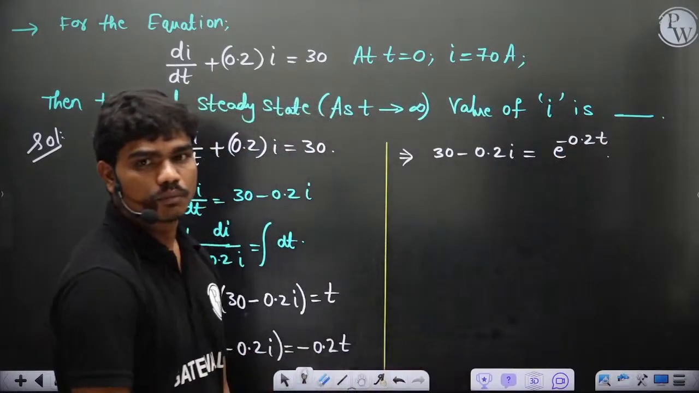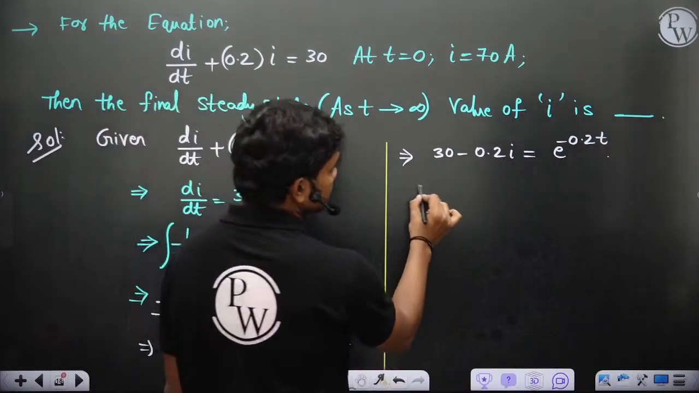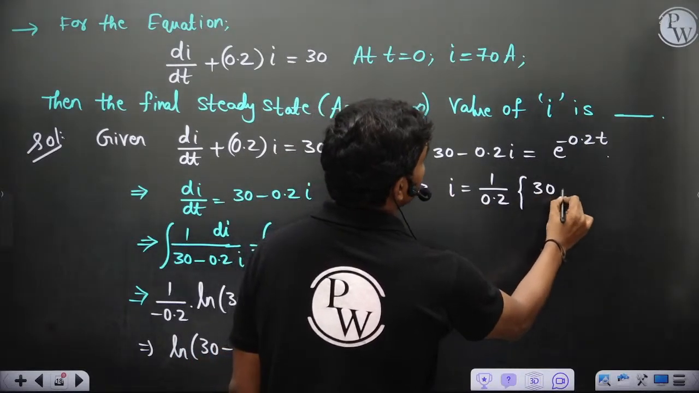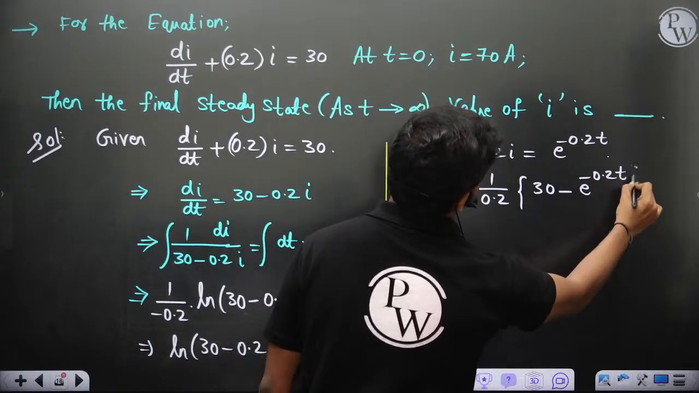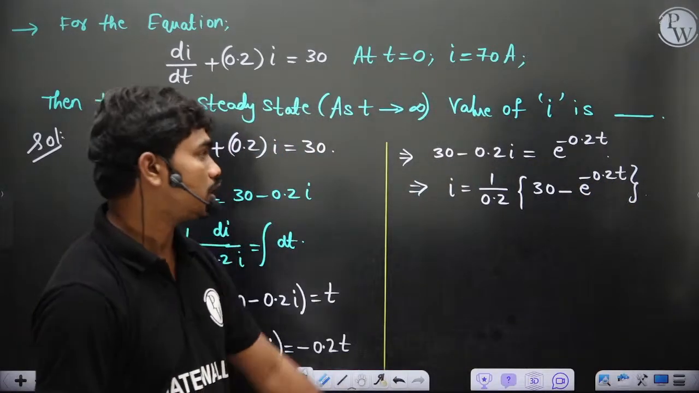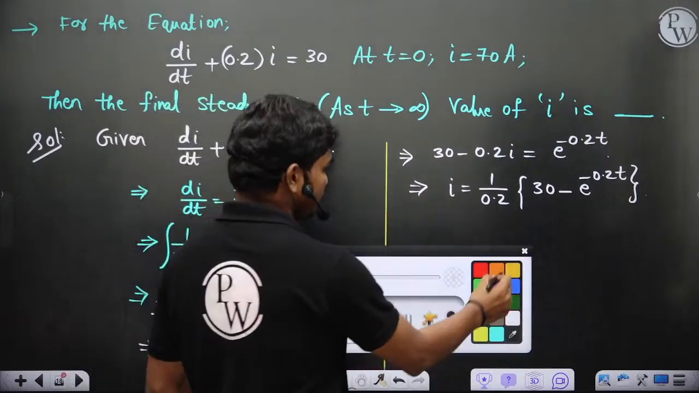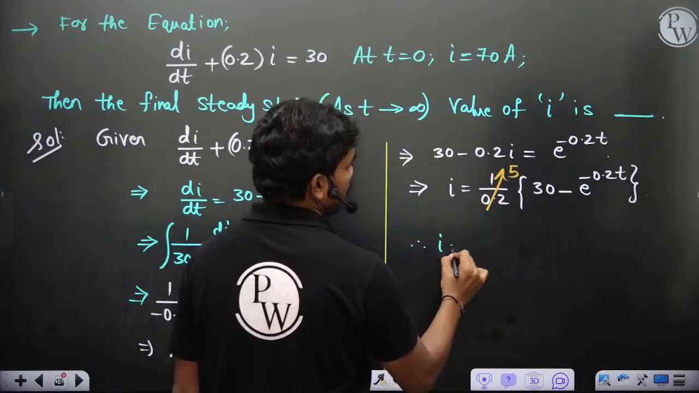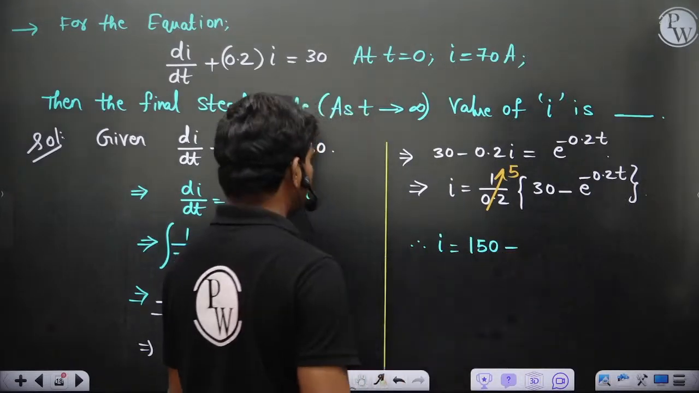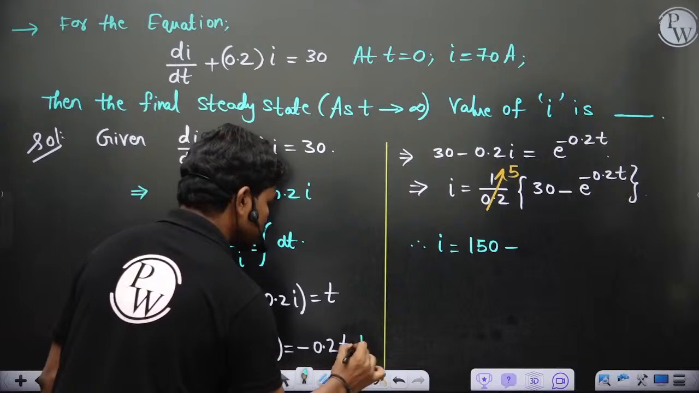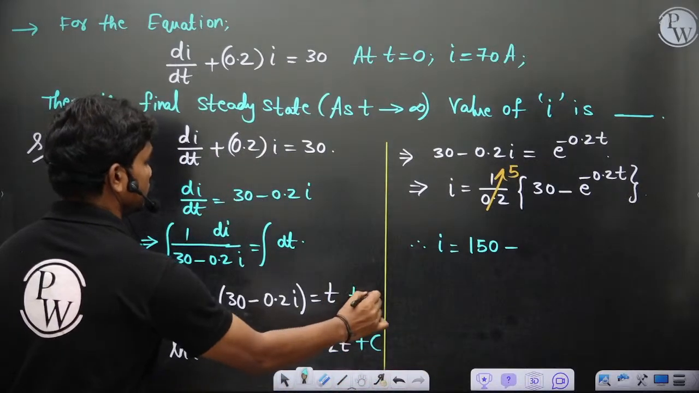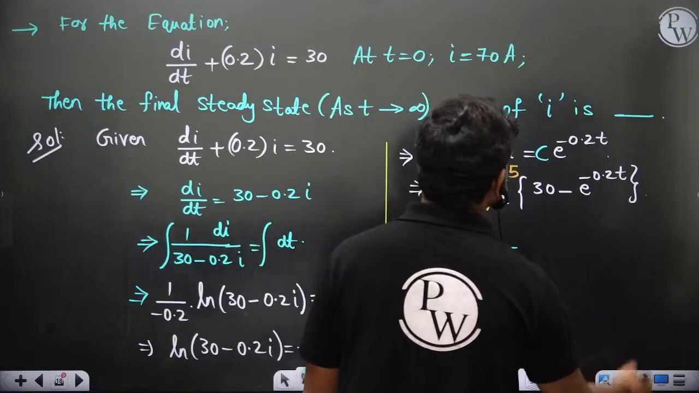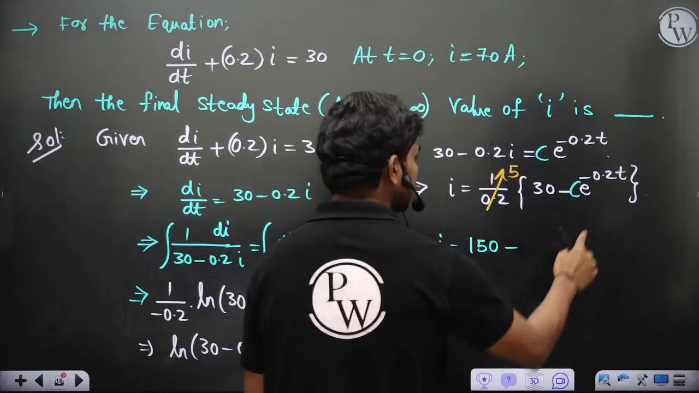So I = 1/0.2 times (30 - e^(-0.2 t)), this is the value which you get. And 1/0.2 is 5, so I = 150 minus, oh, there should be some constant, right? Yes, plus a constant. So there should be a constant here. Let's see.